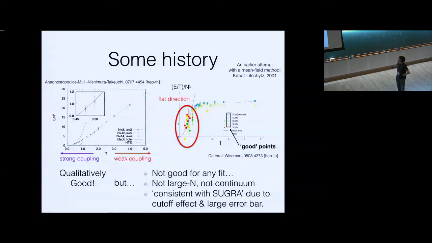Here lambda is the momentum cutoff. Lambda equals 4 roughly corresponds to 8 or 9 lattice points. And in their case, I forgot the number, but the number of lattice points is like 8. So I would just say it was qualitatively good, and consistent with supergravity, but with cutoff effects and large error, maybe.